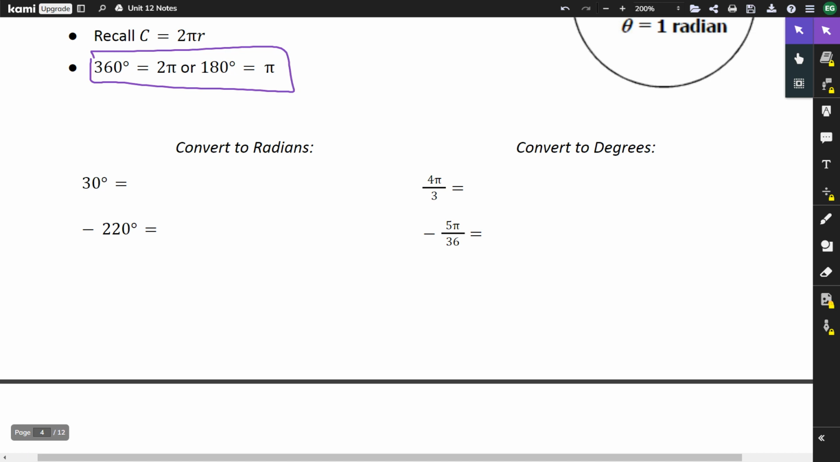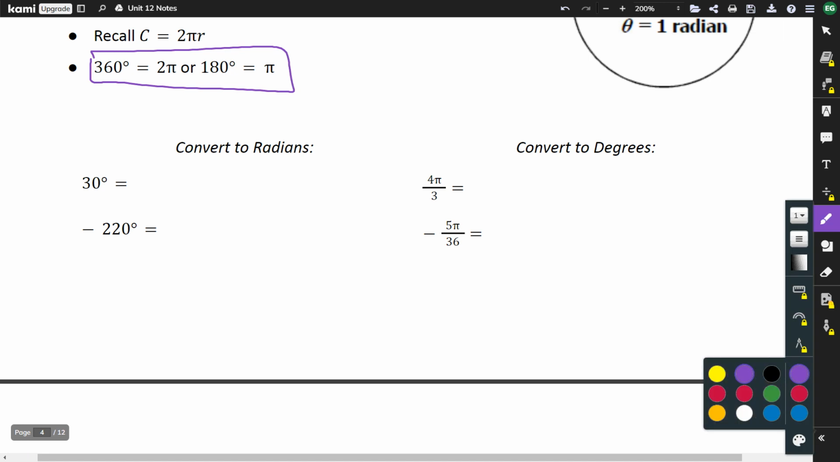So let's say I have degrees and I want radians. Well, if I know that there are 360 degrees in 2 pi radians, then I can convert this. It's kind of like doing dimensional analysis. I have degrees, I'm trying to get rid of the degrees, and I'm trying to change it into radians. So what I'm going to do is put what I start with over 1, and I'm going to multiply it by pi over 180.